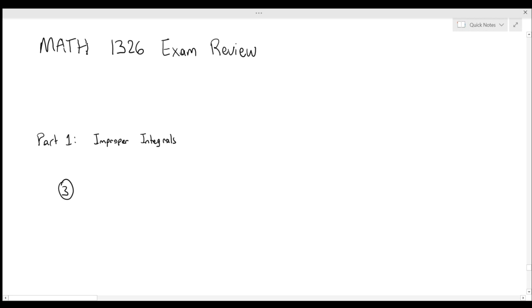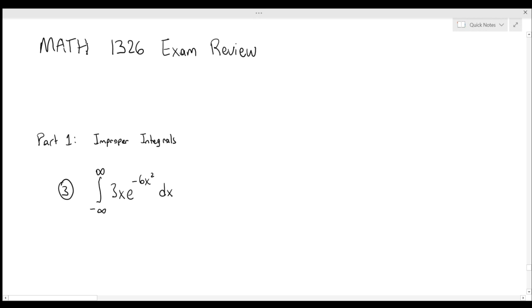Okay, so for problem number 3, we had this improper integral. It's from negative infinity to infinity, and we're integrating 3x e to the negative 6x squared dx.